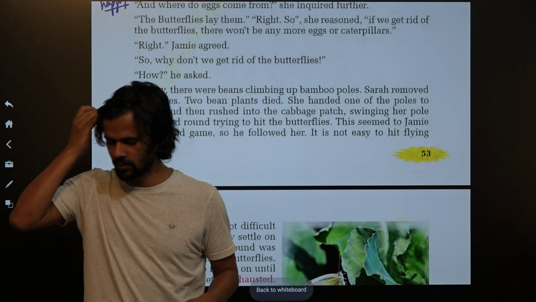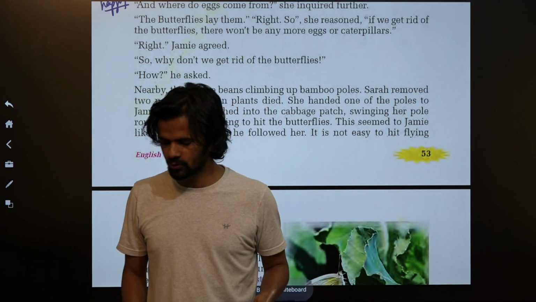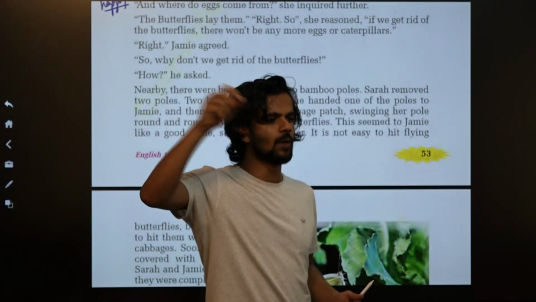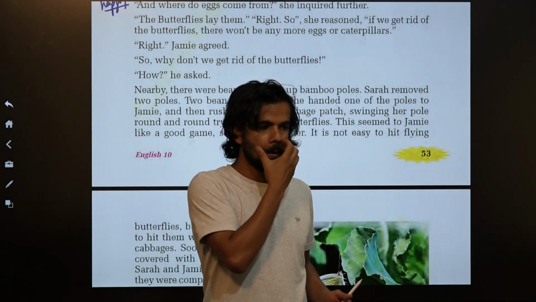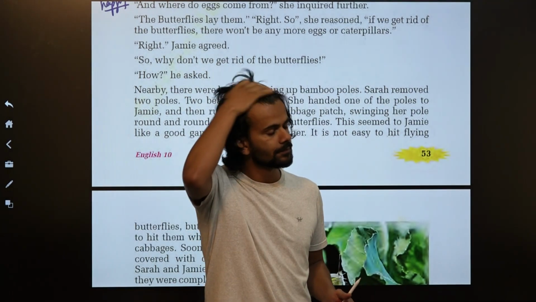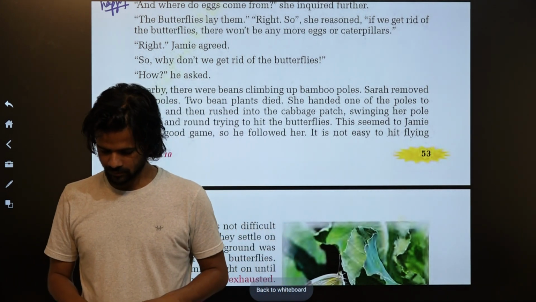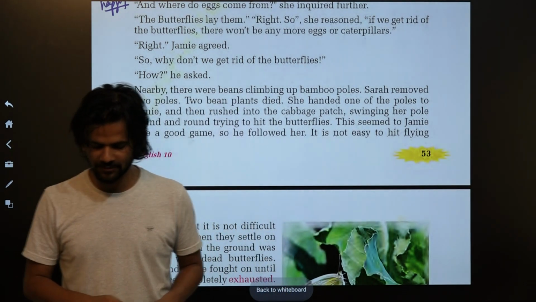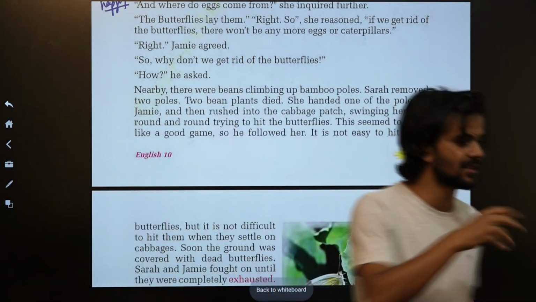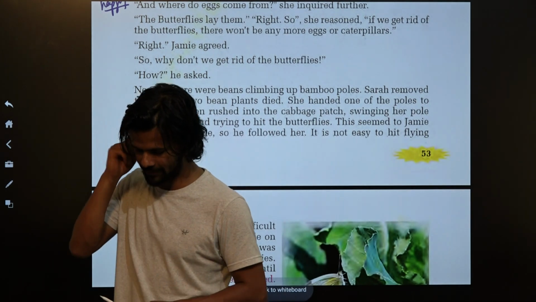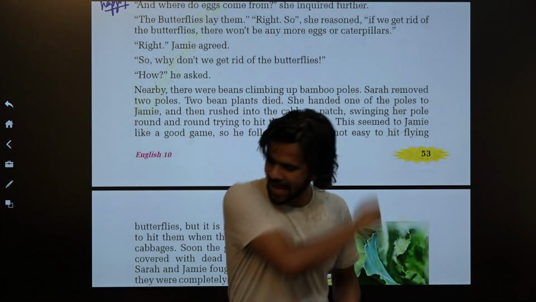She handed one of the poles to Jenny. She plucked it out and gave one of those poles to Jenny. And the other one she gave to Jimmy. And then they rushed into the cabbage patch. So they ran to the cabbage patch, the land where the farmer grew cabbage. Swinging her pole round and round, trying to hit the butterflies.